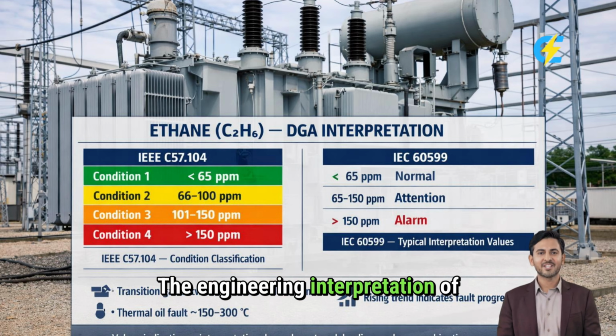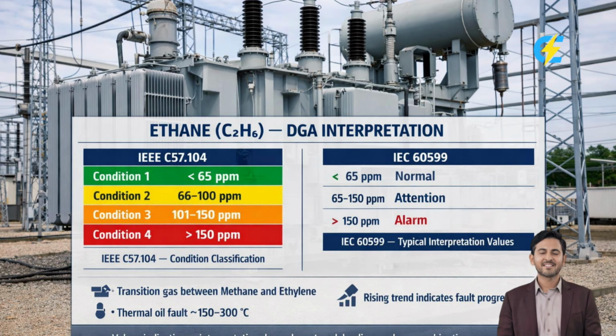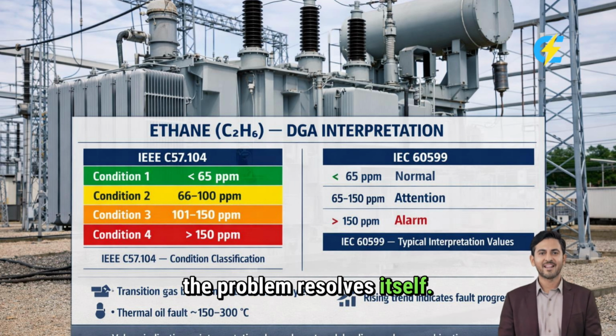The engineering interpretation of ethane in DGA is clear. Sustained thermal stress requires sustained corrective action. You cannot ignore rising ethane levels and hope the problem resolves itself. The physics of thermal decomposition does not work that way.